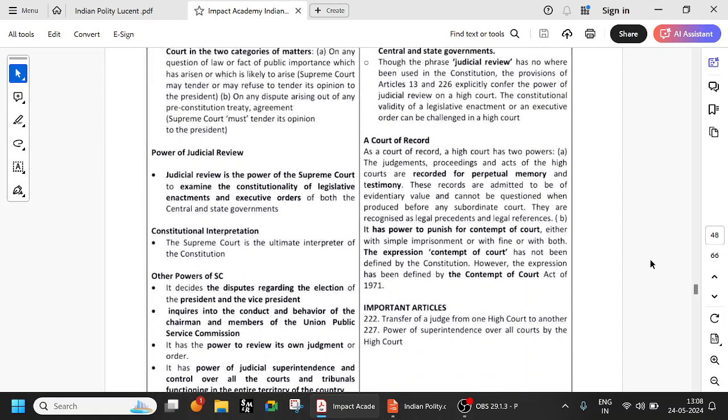So, court of record. As a court of record, the High Court has two powers. The judgments, proceedings, and acts of the High Court are recorded for perpetual memory and testimony. These records are admitted to be of evidentiary value and cannot be questioned when produced before any subordinate court. So even the Supreme Court is a court of record and the High Court is also a court of record. It has the power to punish for contempt of court, either with simple imprisonment or fine or both. The expression contempt of court has not been defined by the Constitution. However, it has been defined in the Contempt of Courts Act of 1971.